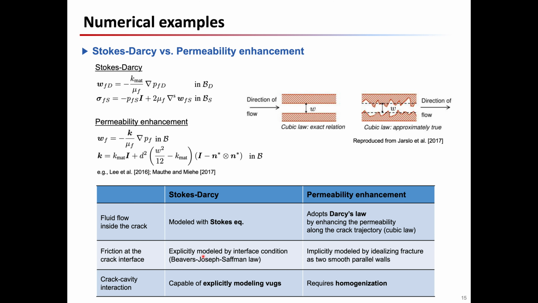We now focus on the evolving interface. The state-of-the-art of modeling hydraulic phase field fracture is to enhance the permeability inside the crack, which is based on the cubic law. As summarized in this table, our new model uses Stokes' equation to model fracture flow, while other models adopt Darcy's law by enhancing the permeability along the crack. Also, while our new model is capable of explicitly modeling the friction at the crack surface, the permeability enhancement approach implicitly models it by idealizing fracture as two smooth parallel walls.